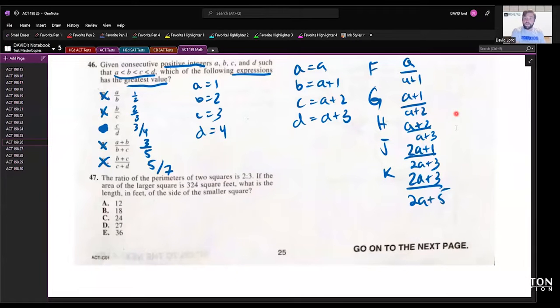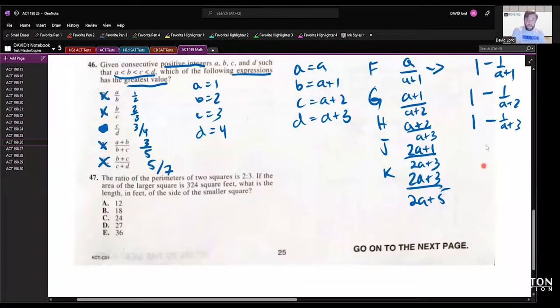After doing some long division, you would get the following answers. 1 minus 1 over A plus 1, 1 minus 1 over A plus 2, 1 minus 1 over A plus 3. Here we get 1 minus 1 over A plus 3 halves. And lastly, we get 1 minus 1 over A plus 5 halves.